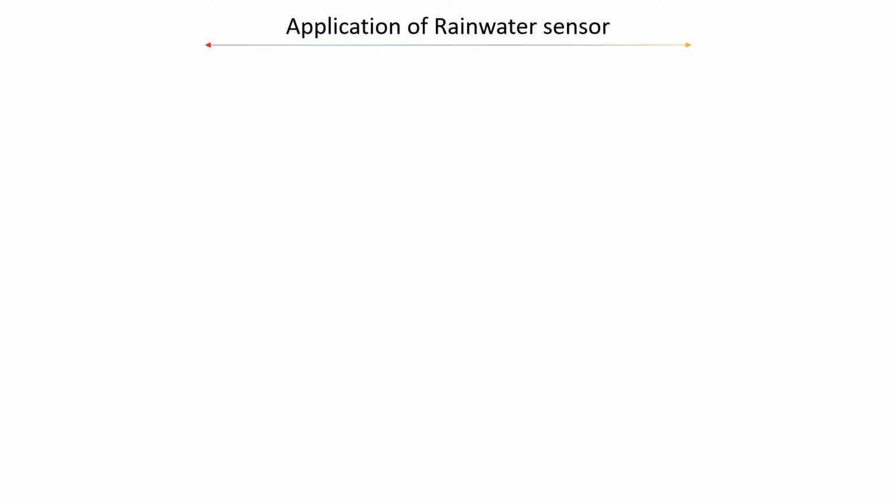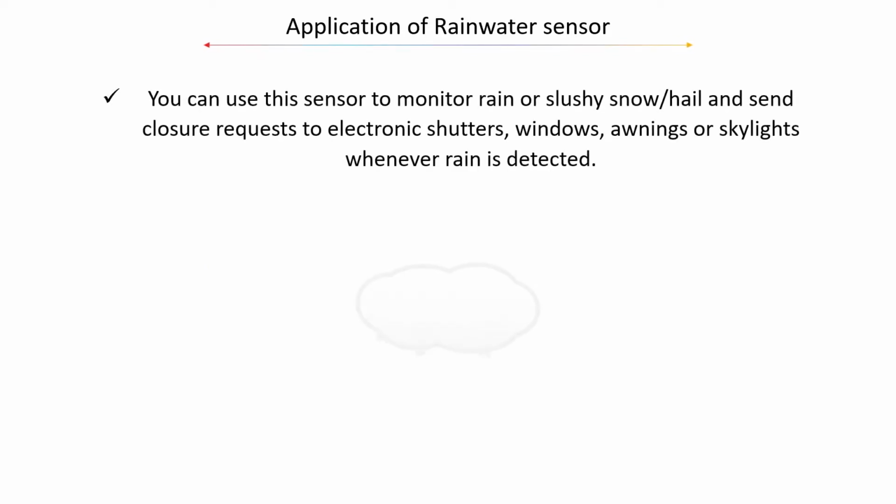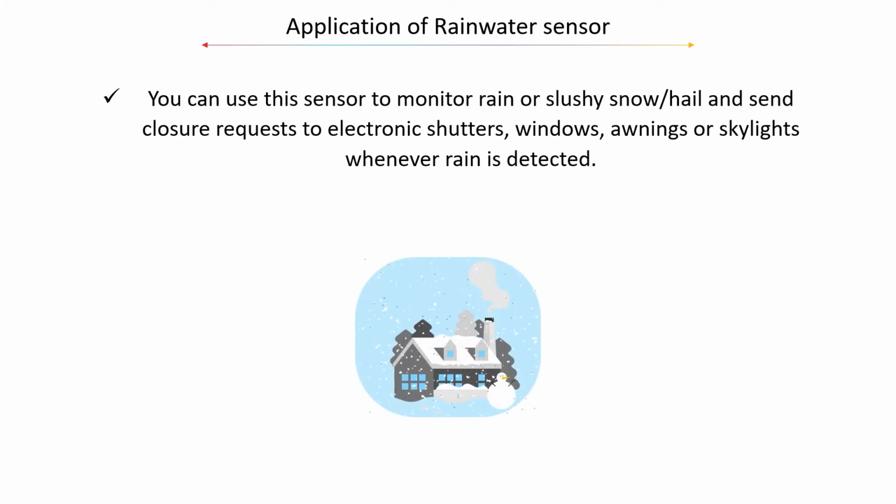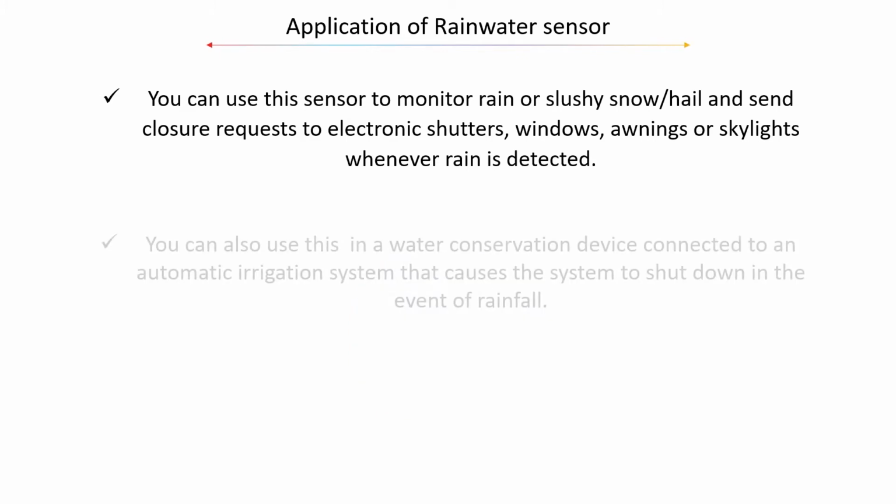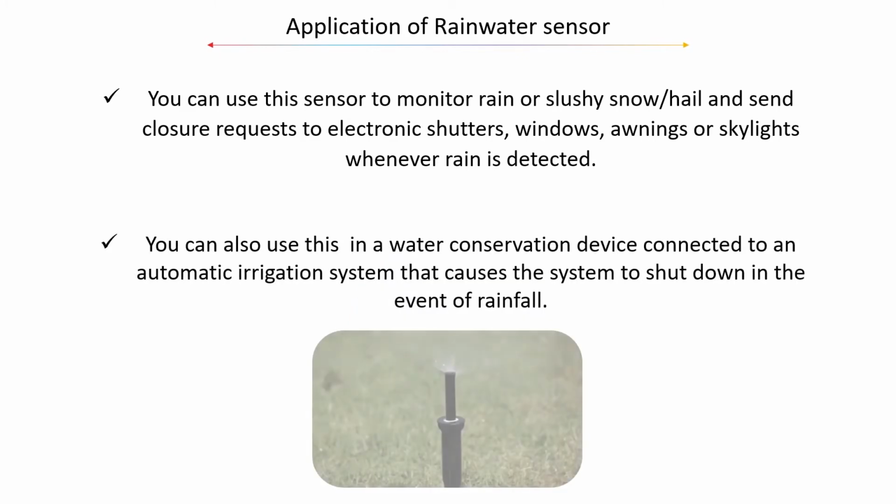Application of this sensor. You can use this sensor to monitor rain or slushy snow or hail and send closure requests to electronic shutters, windows, awnings or skylights whenever rain is detected. You can use this sensor in a water conservation device connected to an automatic irrigation system that causes the system to shut down in the event of rainfall.